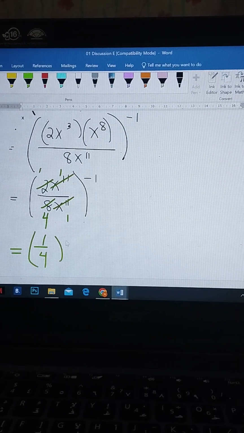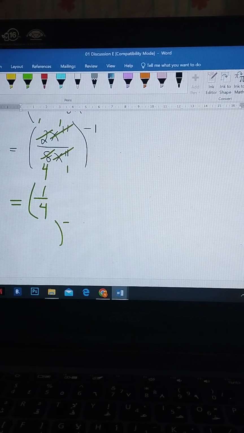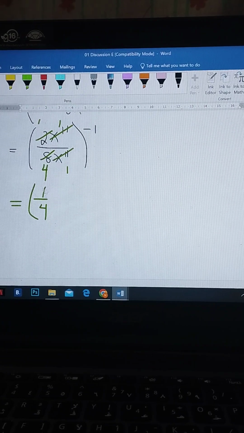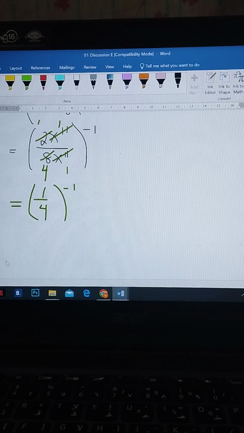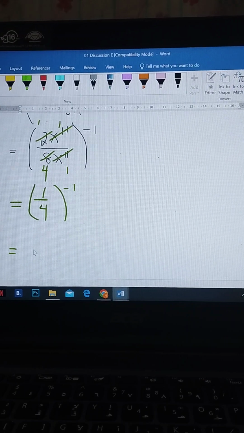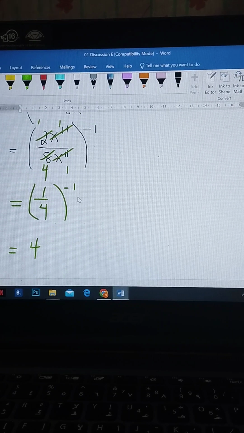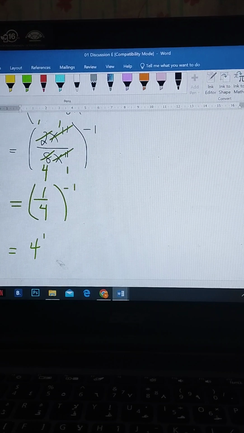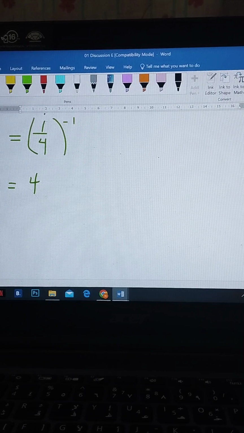raised to negative 1. Since the exponent is negative, we just simply get the reciprocal. So 1/4 raised to negative 1 is equal to the reciprocal of 1/4, which is 4. The sign of negative 1 changes to positive 1, or simply 4. No need for us to write the positive 1 as exponent. Final answer, 4.